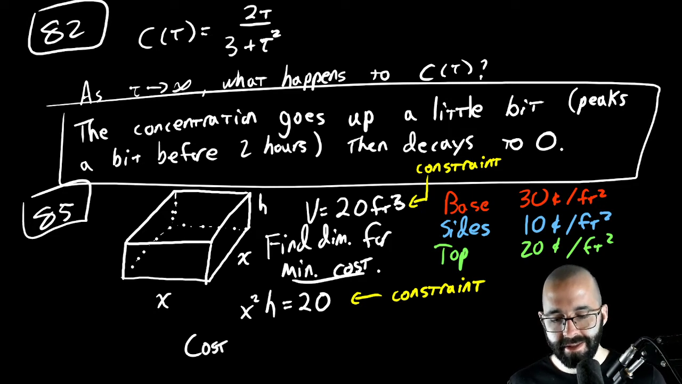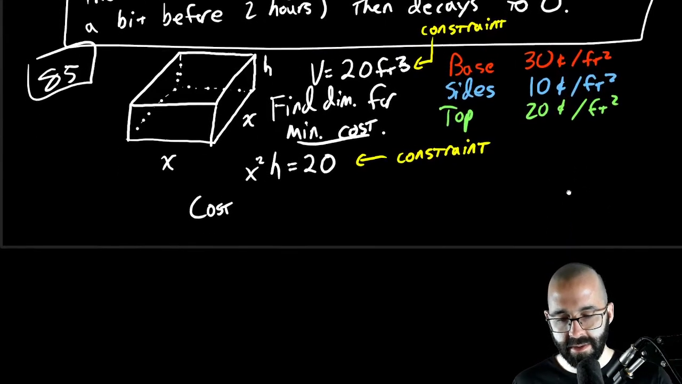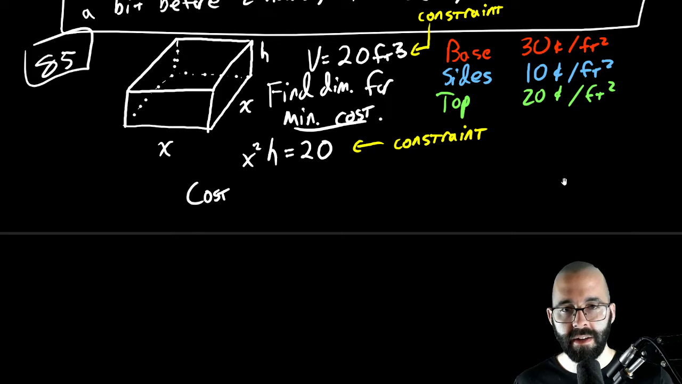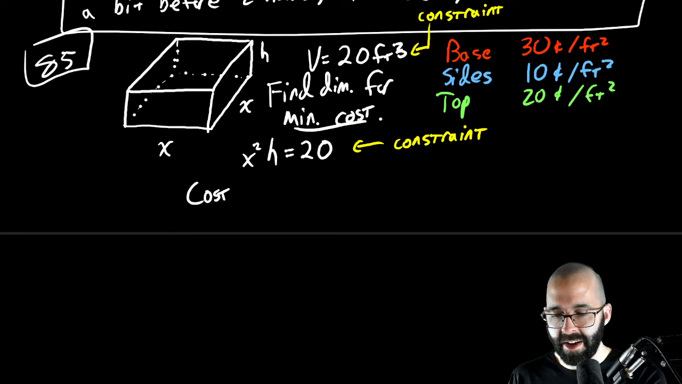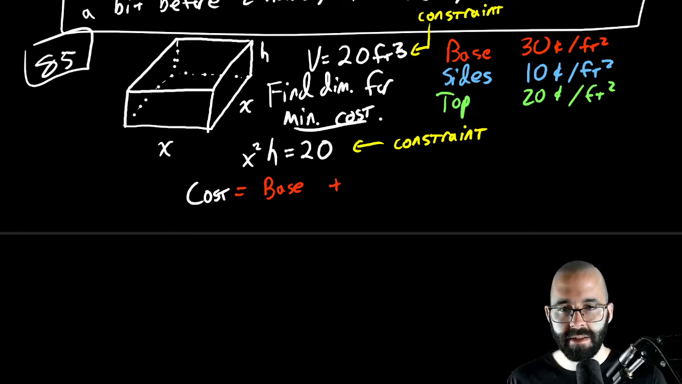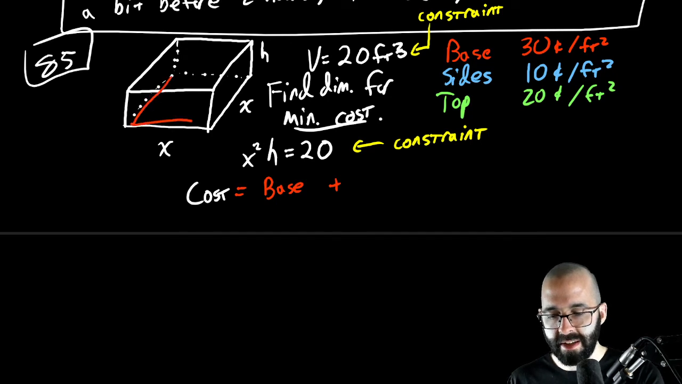So the cost, this is where things get pretty fun. Let's move this down a little bit. I'm just going off the board. I don't care. The cost, well, it's going to be the cost of the base plus the cost of all four sides, right? The base is going to be this area times its cost plus all four sides. Are all four of these sides the same dimensions? This is x times h. This is x times h. Good. This is x times h. So every side is the same, which is good.